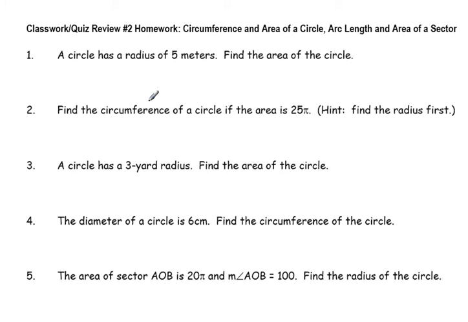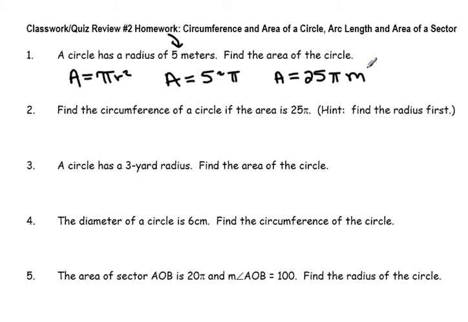Okay, number one, a circle has a radius of 5 meters. Find the area of a circle. So we use the area of a circle formula, pi times the radius squared. And they gave us the radius, so we would take 5 squared times pi. And 5 squared is 25 times pi. And remember, that area is in terms of square meters.